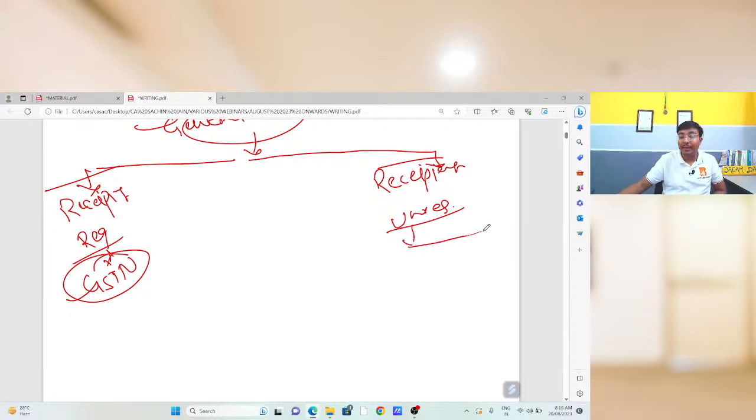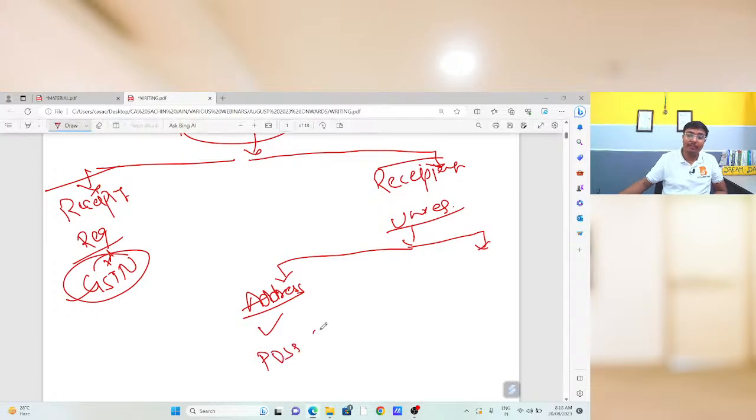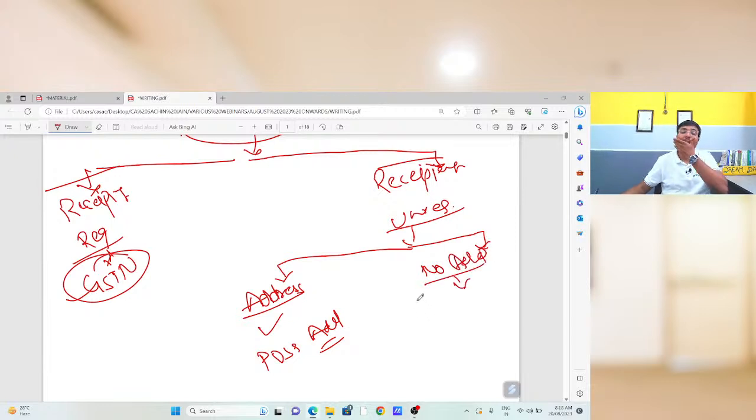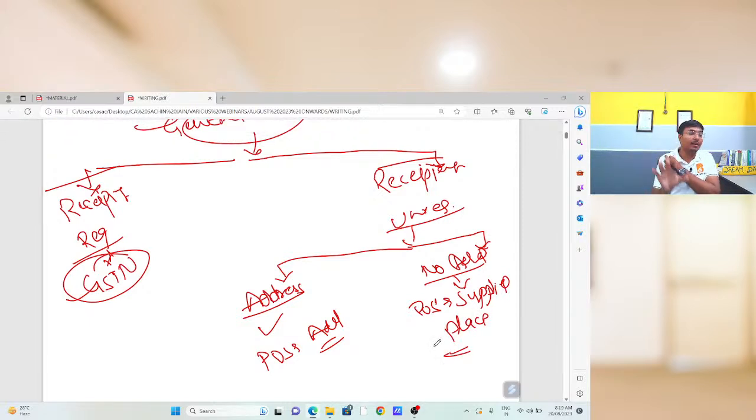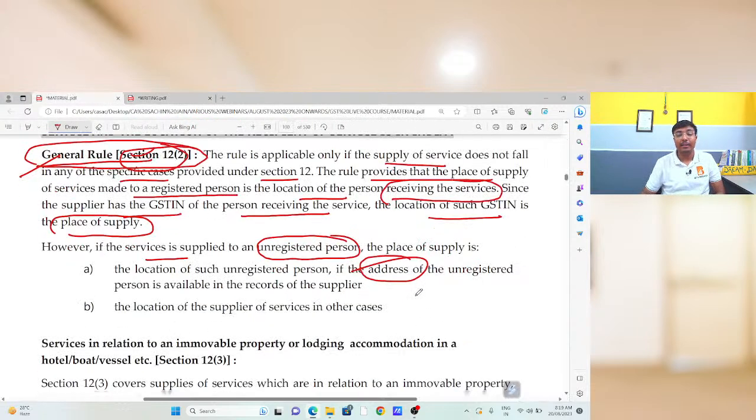If that recipient is not registered and if an address is available, in that case, the place of supply will be that address. If there is no address, in that case, the place of supply will be the supplier's place. That is the situation. This is the complete chart regarding the general principle to decide the place of supply.